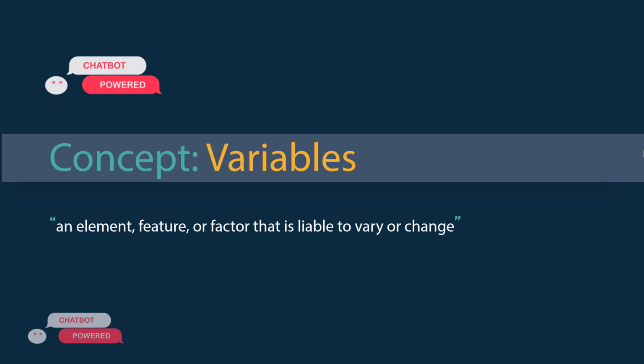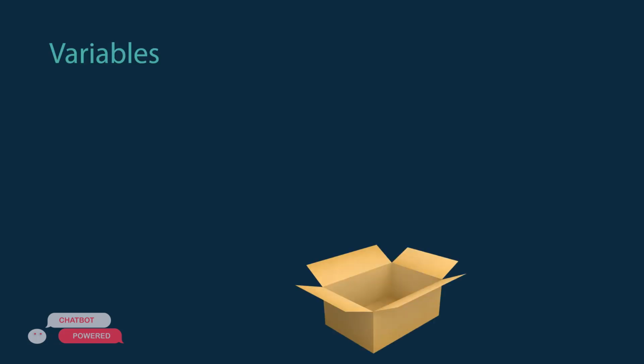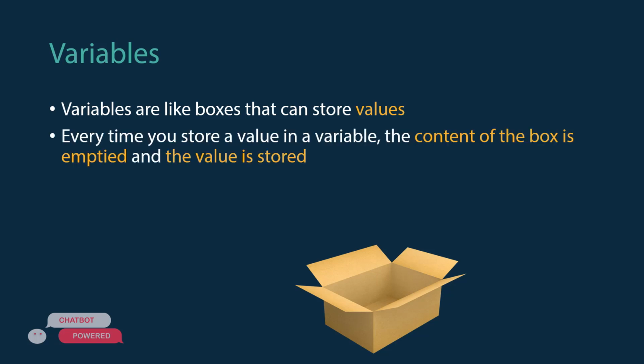Before we get started with the listen block, we first need to understand what a variable is. Variables are like boxes that can store values. Every time we store a value in a variable, the content of the box is emptied and the value is stored.